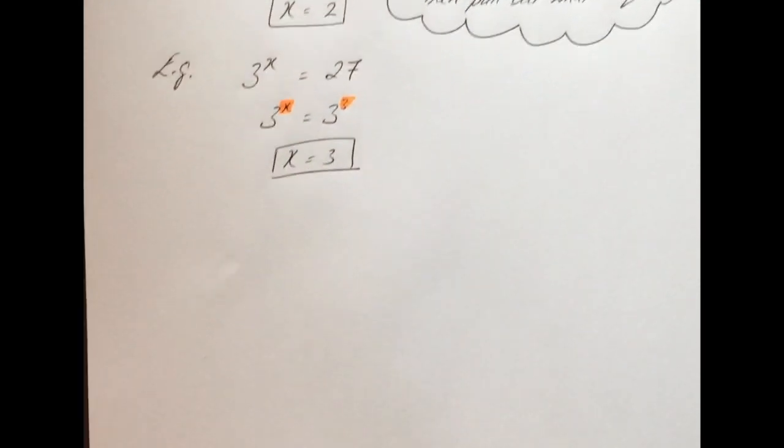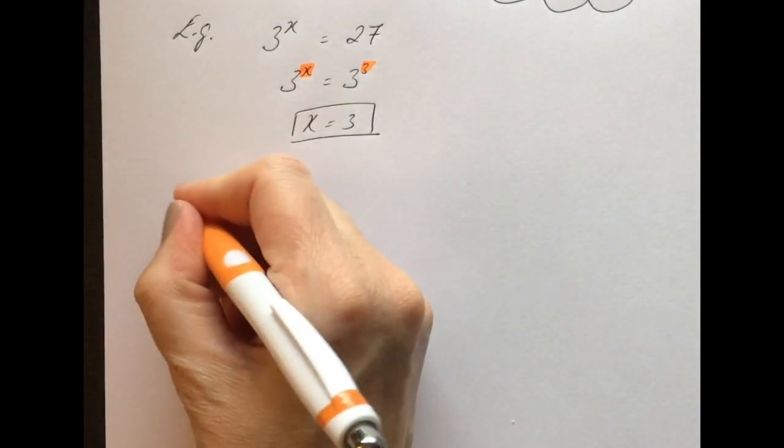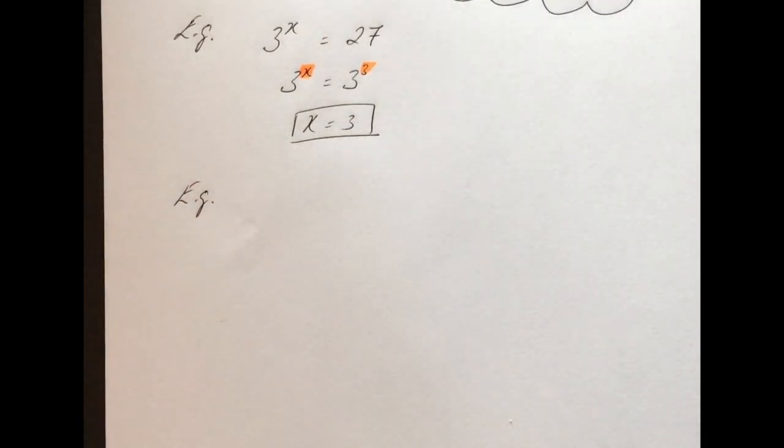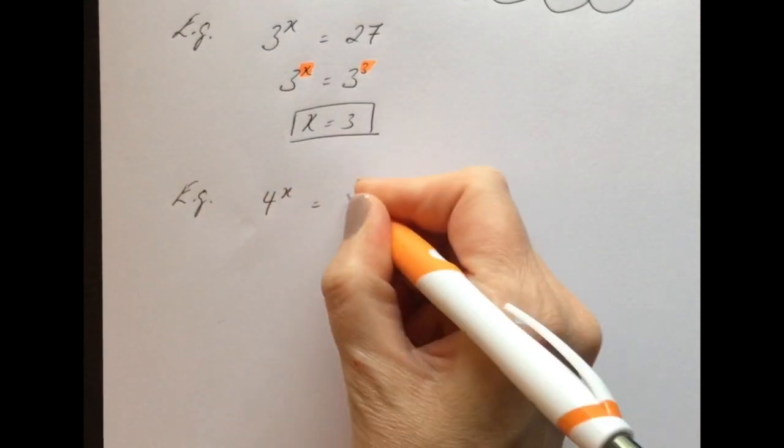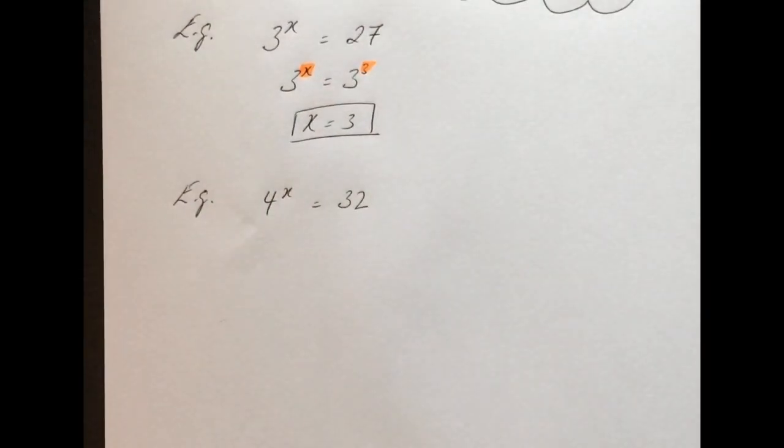Okay, let's try another question. So let's say you have 4 to the power of x is equal to 32.